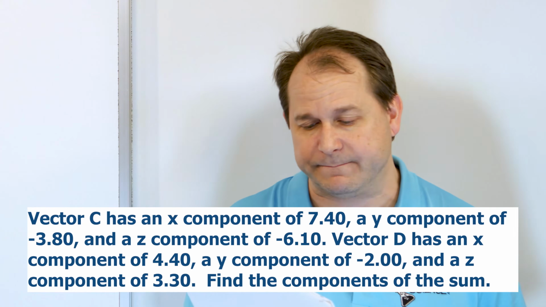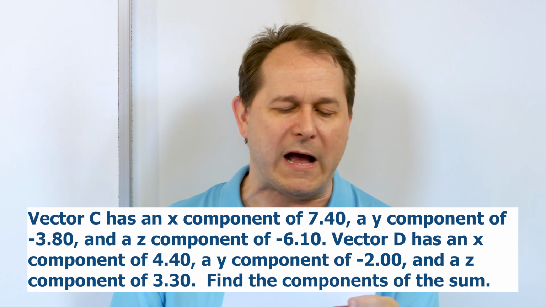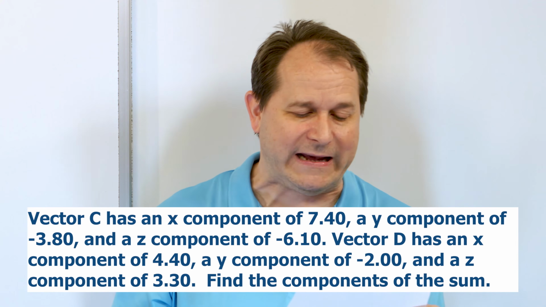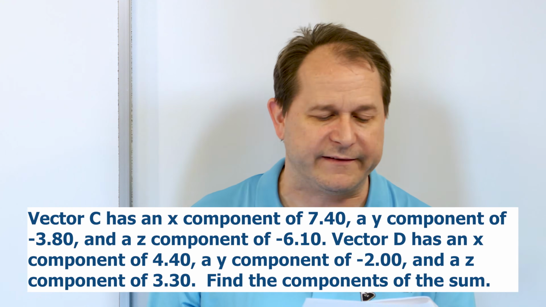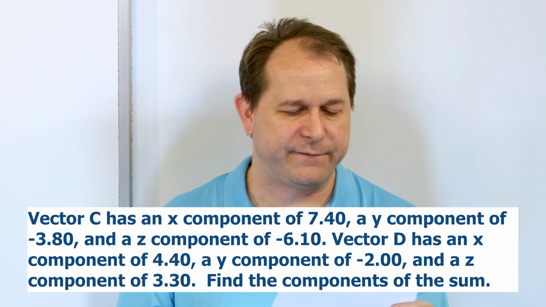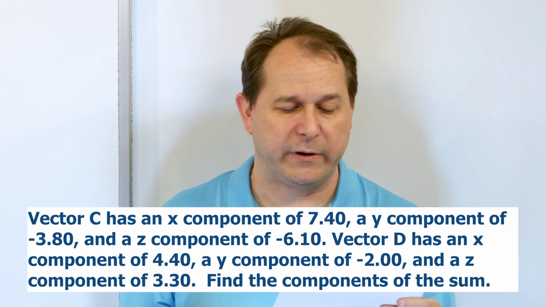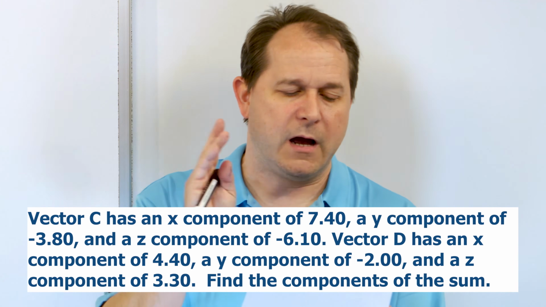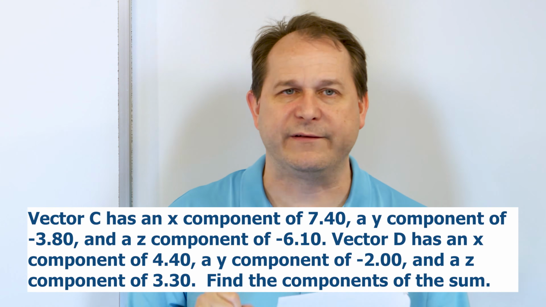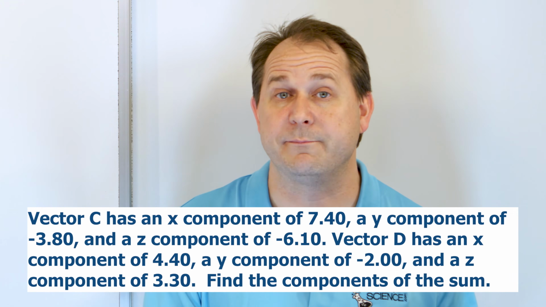it's not that complex. The problem basically says vector c has component c sub x equal to 7.40, c sub y equal to -3.80, and c sub z equal to -6.10. And vector d has components dx 4.40, dy -2.00, dz 3.30. Determine the vector sum, or the vector components of the vector sum, resultant vector c plus d. We're adding the two vectors together, and we want to write down what those components are.